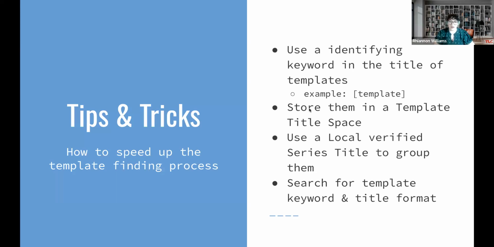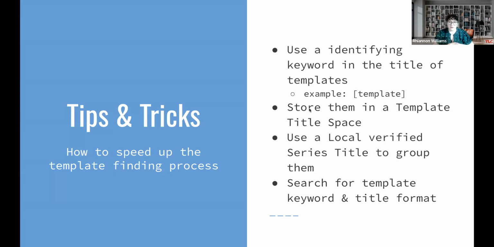Some of the other tips I recommend are creating a template title space and storing them all together there. That can be a really easy way to be able to find them in the future if you want to just group them all together, so that you can easily see what templates you have. And since title spaces are accessible across all users in a system, other staff members are able to go into that template title space and see which ones are available in there.